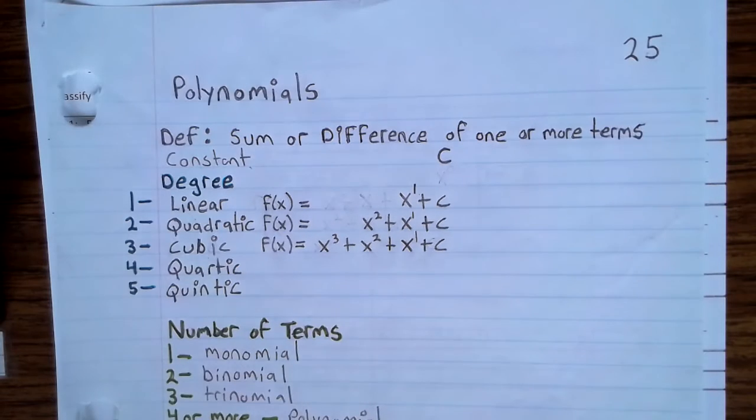Wildcats. Today we're looking at journal page 25, polynomials. Definition: sum or difference of one or more terms.